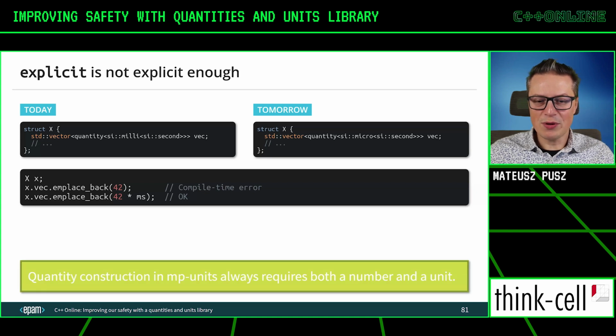So quantity construction in mp-units always requires both a number and a unit, and this is to provide safety for such cases. If you have homegrown libraries that do similar stuff, consider doing something similar. I'm just trying to convince you that besides the obvious features that you probably are aware of in such libraries, like unit conversions and maybe truncation, there are some other aspects that you should think about while designing such a library for homegrown solutions. It's not that easy to write a correct and safe physical unit library on your own.